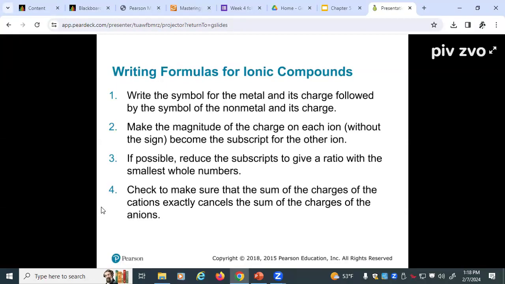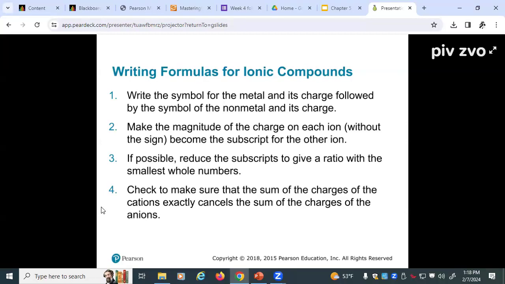All right, this is the process that your book gives you for how to write the formula of an ionic compound. And if this makes sense to you, great, more power to you. If this is as clear as mud, let's see if we can figure out a couple of ways to make it a little bit easier to understand.